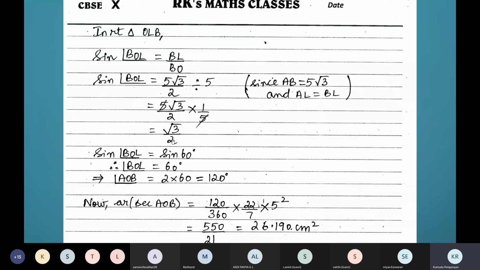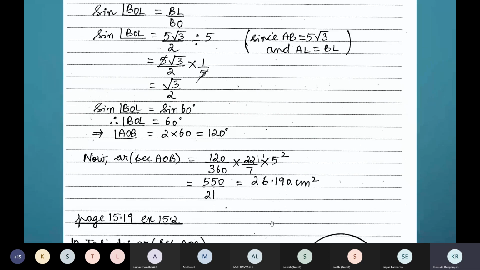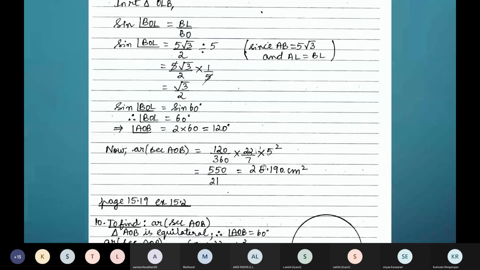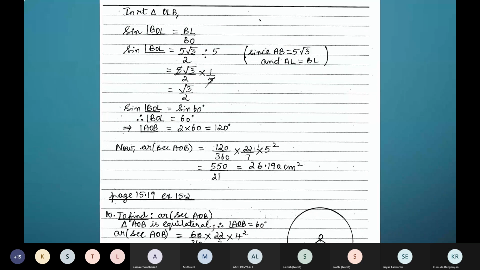Sine of which angle is root 3 by 2? Sine 60 degrees is root 3 by 2. So sine of angle BOL is equal to sine 60 degrees. So on comparing both the sides, angle BOL is equal to 60 degrees. So if angle BOL is 60, angle AOB will be twice 60 degrees, 120. And now the area of the sector, theta by 360 into pi r square. Yeah, please complete it.